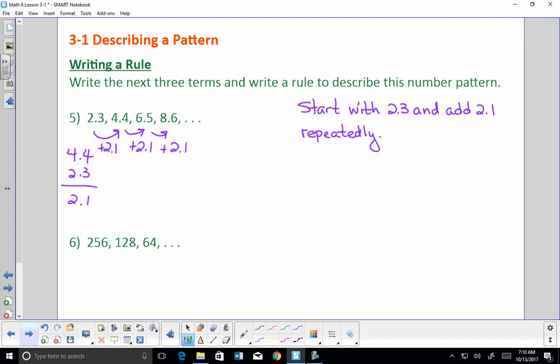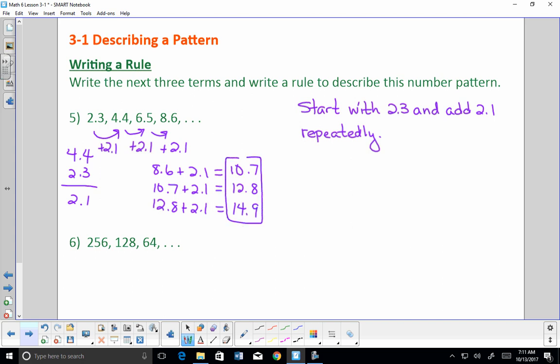So if I take 8.6 and I add 2.1, that's going to give me 10.7. If I take 10.7 and I add 2.1, that's going to give me 12.8. And if I take 12.8 and I add 2.1, that is going to give me 14.9. So my next 3 numbers in the pattern are 10.7, 12.8, and 14.9. And my pattern is I'm going to start with 2.3 and add 2.1 repeatedly.